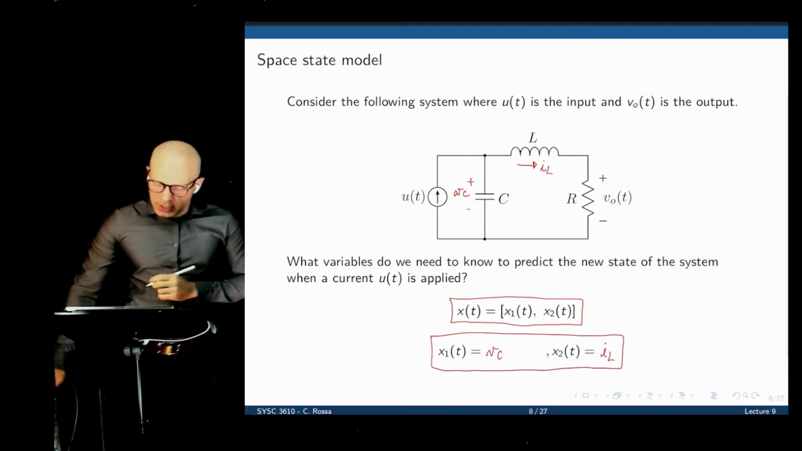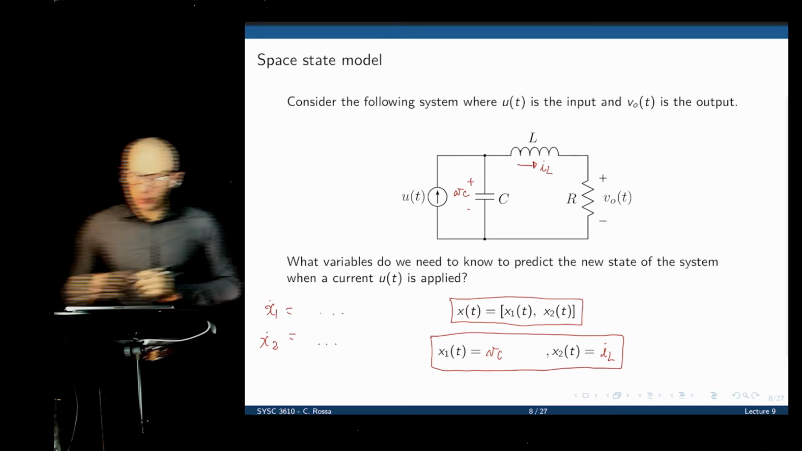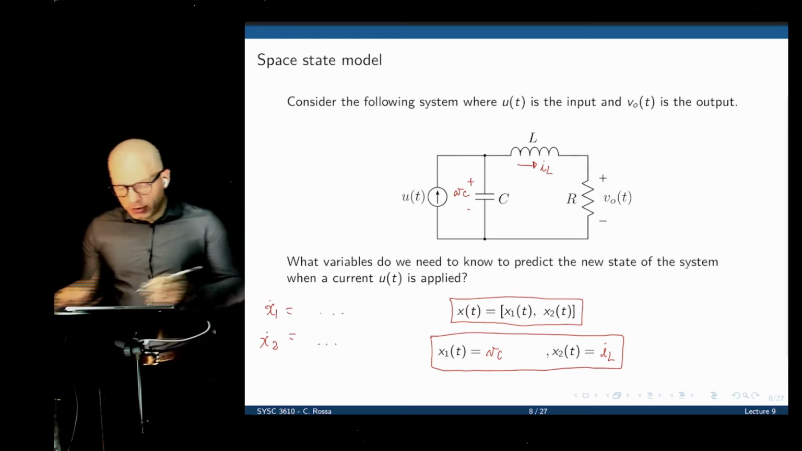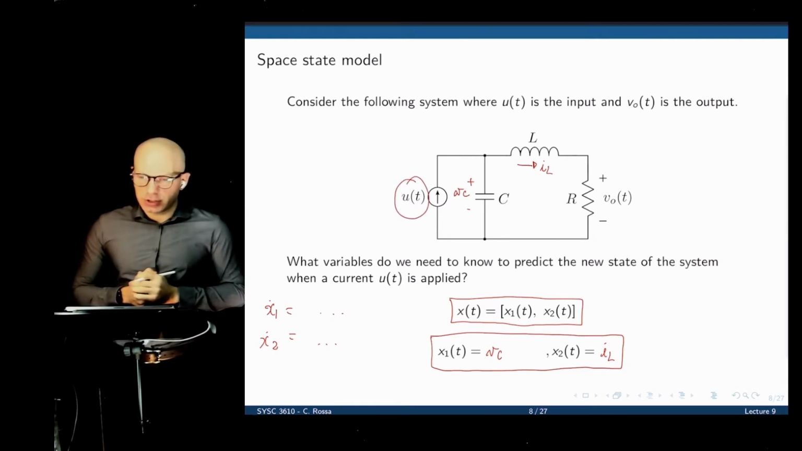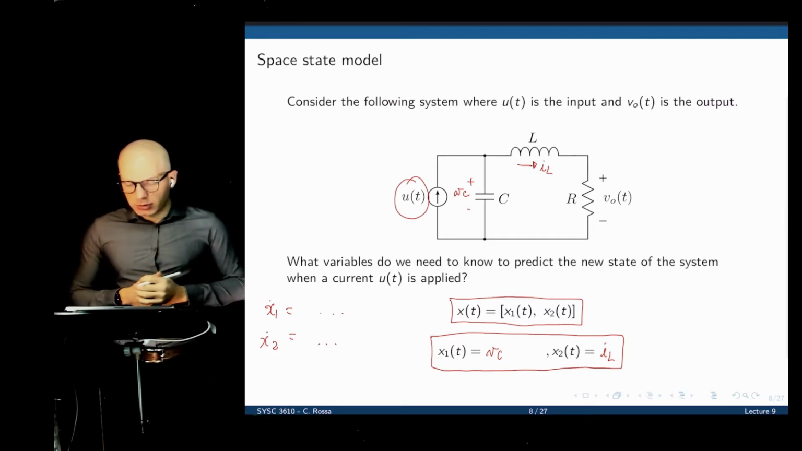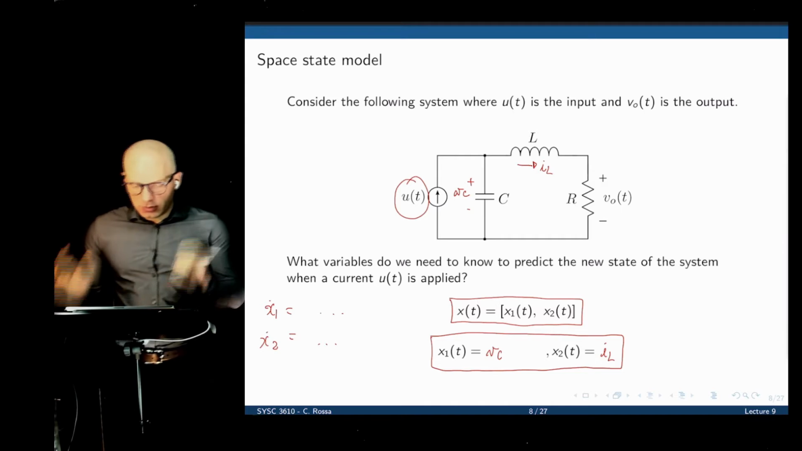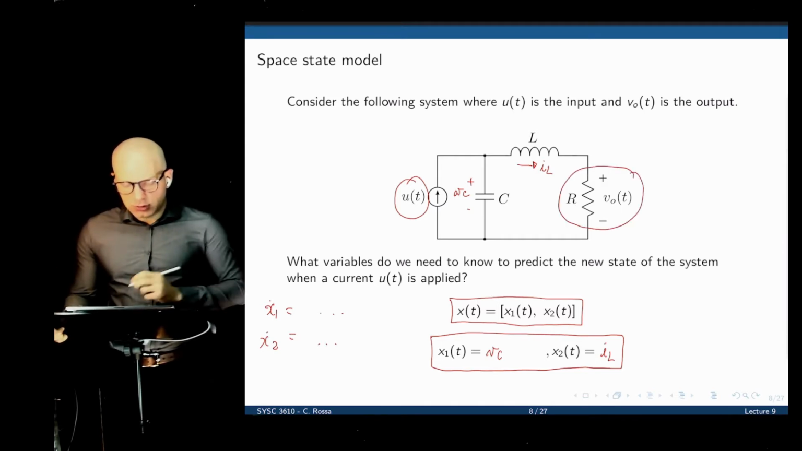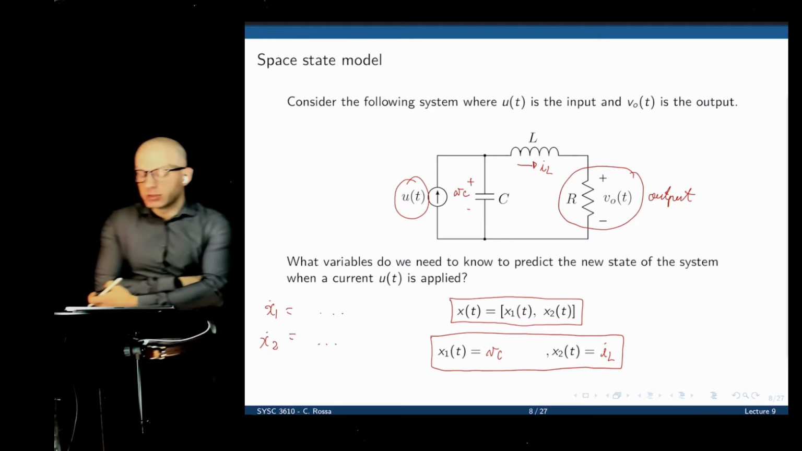And what are we looking for again? We are looking for equations that will give the derivative of x1 and the derivative of x2, or how these are changing over time. And they will be a function of the input current and a function of the elements in the circuit. And we can define our output as whatever we want in the system. We could define the output as VC, IL, or IC, the current through the capacitor, but we chose here to define the output as R times IL, or the voltage across the resistor.